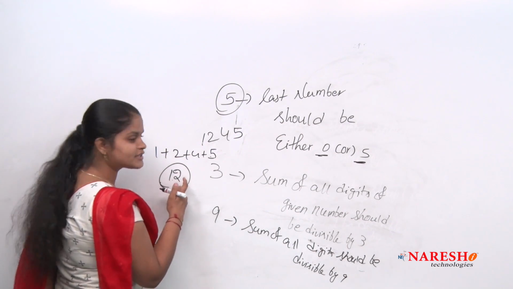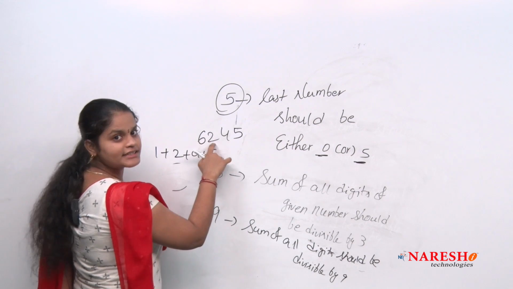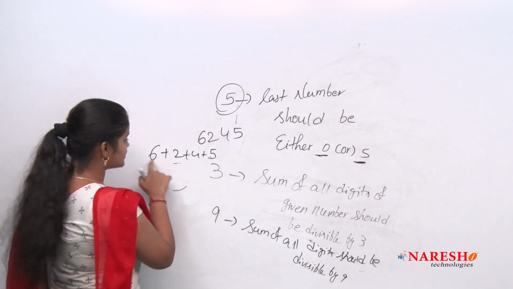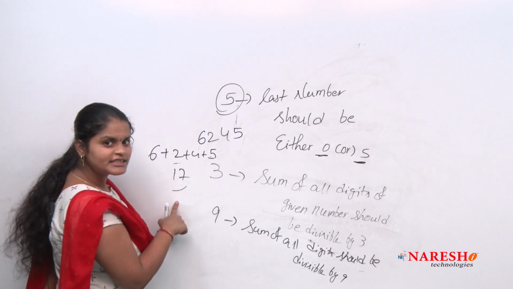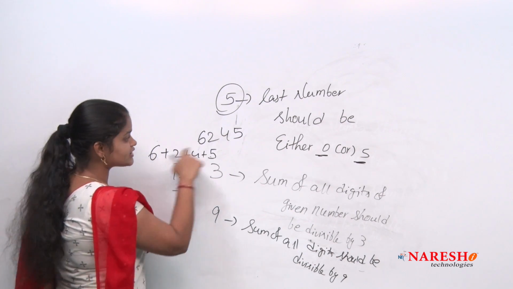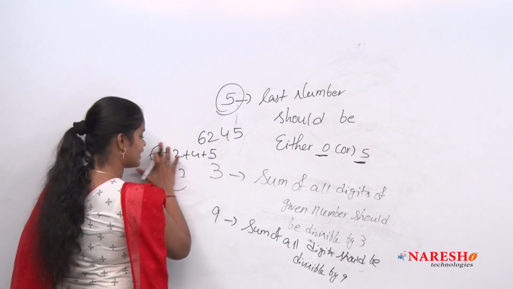For example, instead of 12, the number is like 6245. Now what will the sum be? See, the sum is 4 plus 6, 10. 10 plus 7, 17. Is this divisible by 9? No. So this number is not divisible by 9.